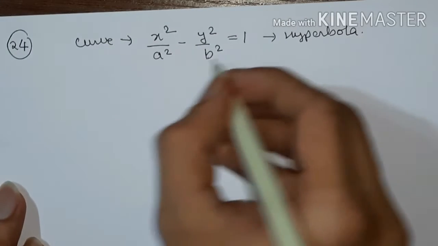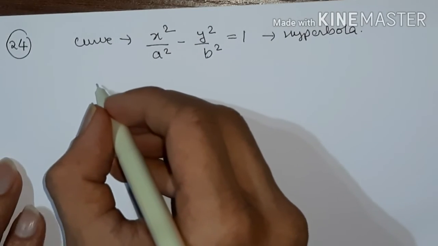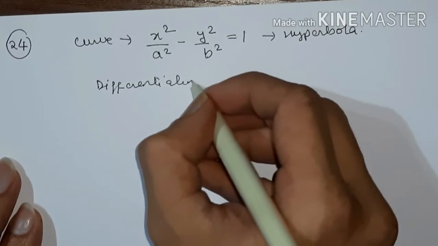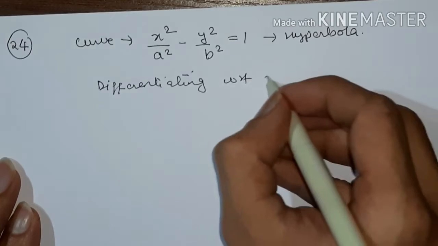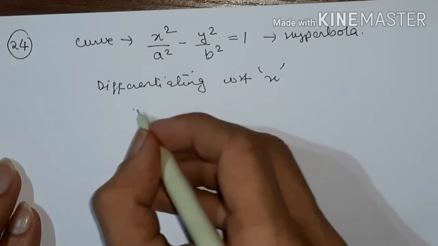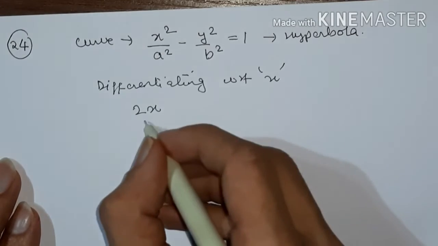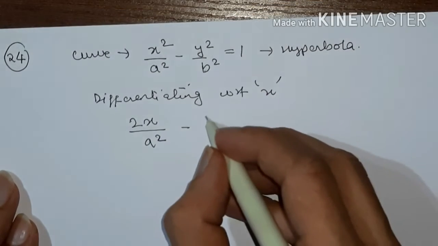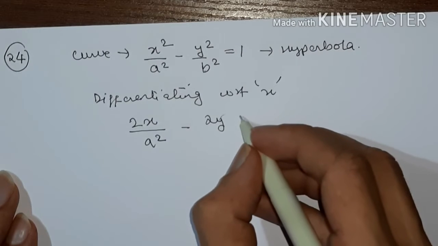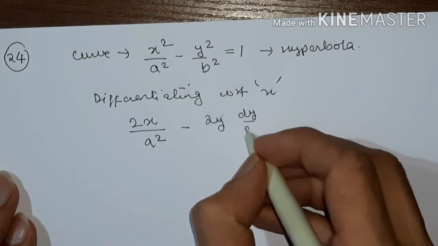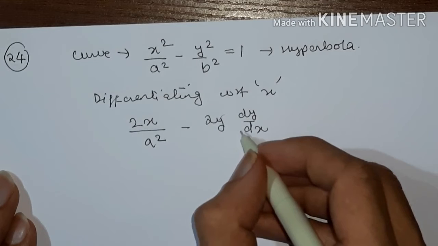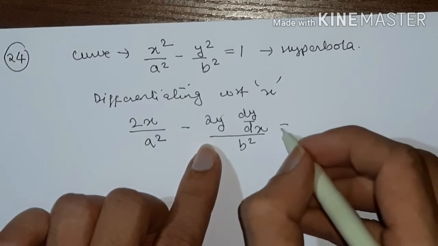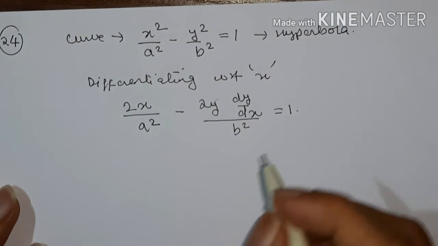Now if you differentiate this with respect to x, what will you get? Differentiating with respect to x, you will get 2x, the derivative of x square, divided by a square, minus 2y, and y is a function of x, so you have to take the derivative of y, so that is dy by dx, divided by b square equal to 1, right.